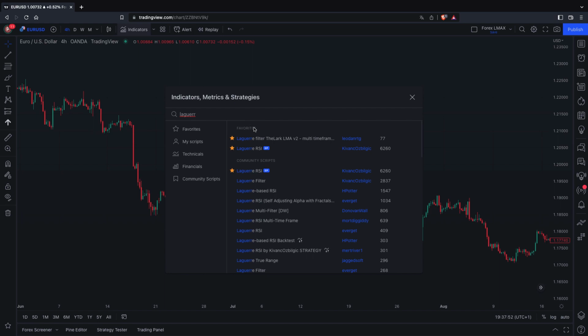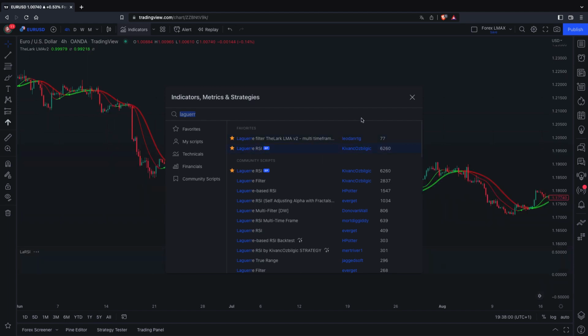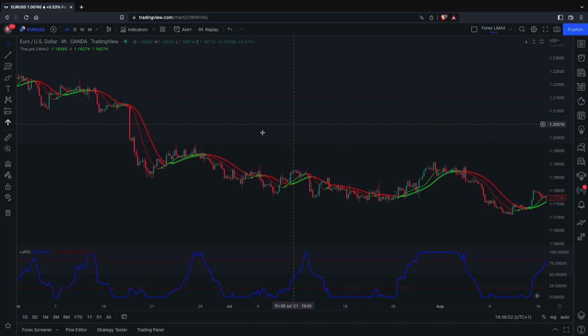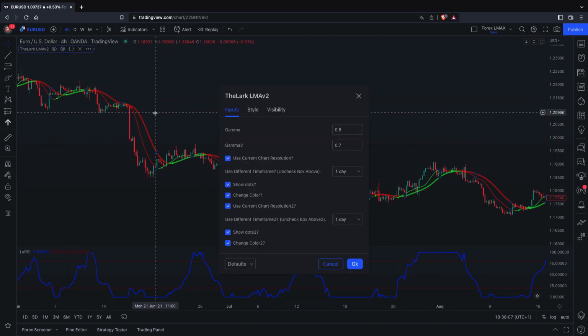Laguerre filter multi-time frame tells us about the trend. Daily Laguerre filter gives us the long-term trend and 4 hours Laguerre filter the short-term trend. We will only trade if both Laguerre filters are in the same direction.